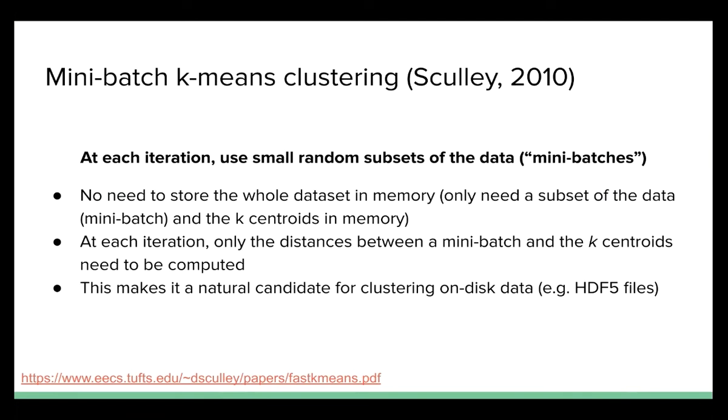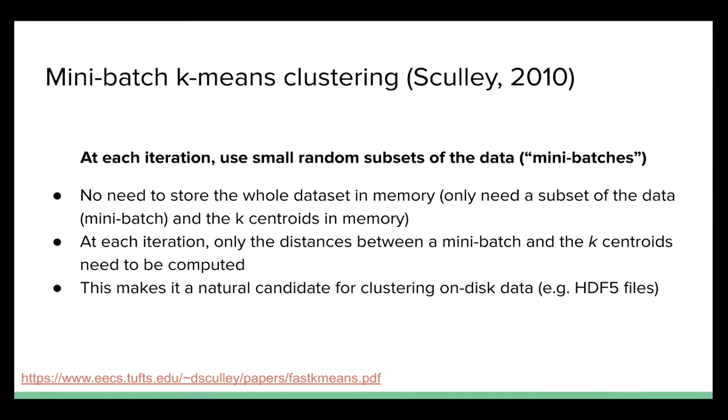The benefits are we do not need to store the whole data set in memory. We only need to store a subset of the data, specifically the choice of how much random data we want, such as 1% or 5%, and we call that the mini-batch. And then also, of course, the k centroids, but this is a very small amount of memory. And then at each iteration, only the distances between each mini-batch and the k centroids need to be computed. This saves a huge amount of memory resources needed to store these pairwise distances.